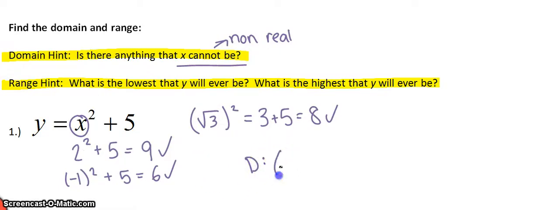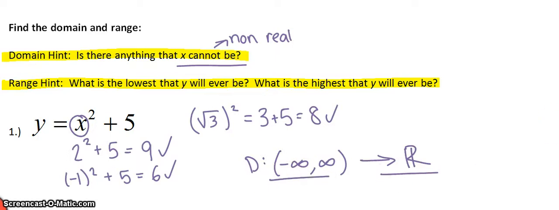So our domain then is going to be, well, anything, which is just -infinity to infinity. The other way you could write this is just by using this R for the set of all real numbers. Okay, I'll take either form of domain, this one or this one.